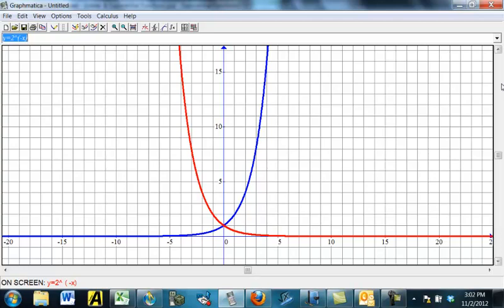But 2 to the -x is 1 over 2 to the x, which is 1/2 to the x. So this is going to be the same thing as if I wrote it as y equals 1/2 to the power x. You'll see a color change here. It's the same graph. You saw a graph on top of the other one. So the green and the red one are the same graph.